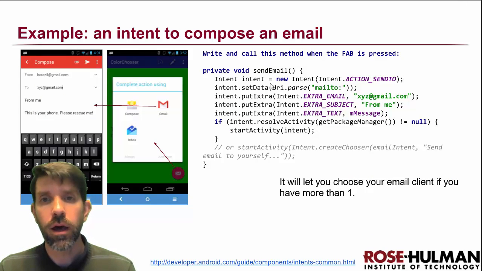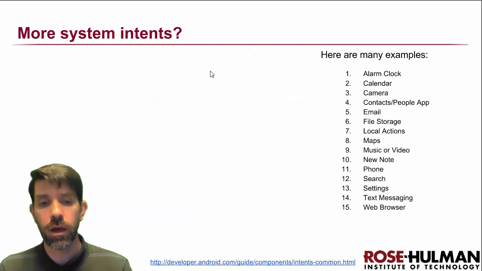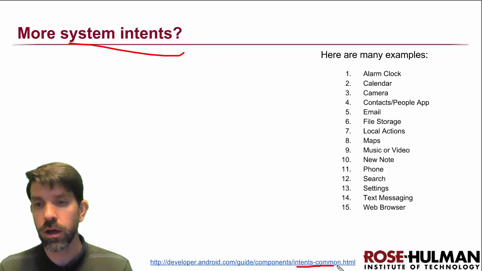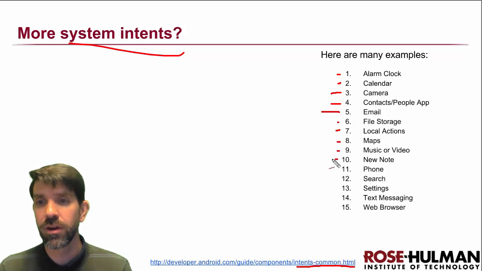So just moving on. So this is an intent to compose an email. What other kind of ones are there out there? Well, there's crazy large numbers of them. If you follow this link here in the developer docs about common intents, you'll see the emails there. But there's also a whole bunch of ones, right? So alarm clocks and calendars, and can you start a camera? Can you go to your contact app? File storage, local actions, maps, music or video, new notes, phone, search settings, text messaging, web browser, all sorts of crazy amounts of stuff here.